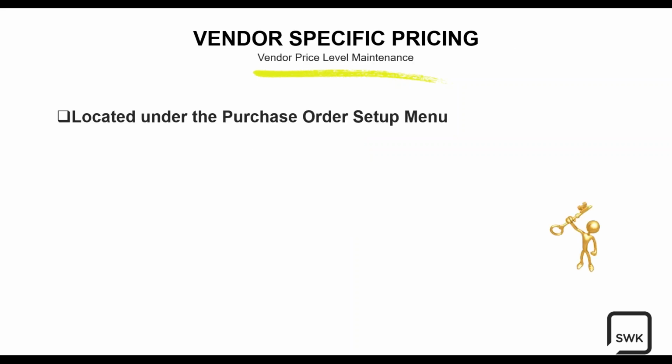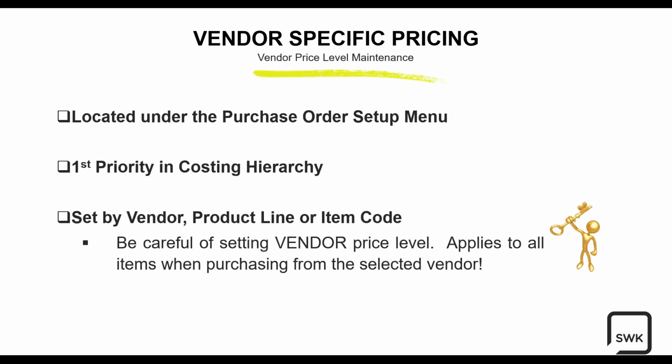Let's talk a little bit more, since it is a key, about the vendor-specific pricing. We can set vendor-specific pricing in vendor price level maintenance. That's located under the purchase order setup menu. This pricing can be set by vendor, product line, or item code. So I'm going to warn you right now to be careful of setting a vendor price level, because that applies to all items that you purchase from that vendor. That's one of the key things, and I'll show you in our demonstration in the actual software a little later.